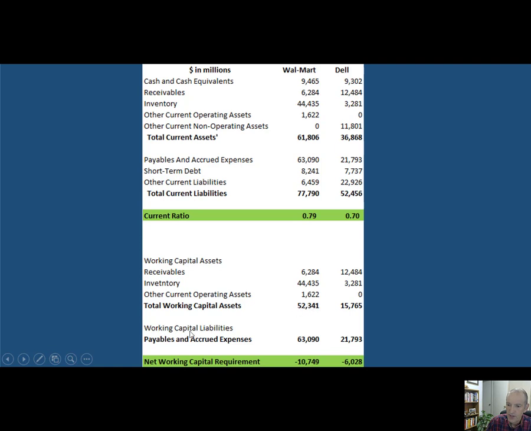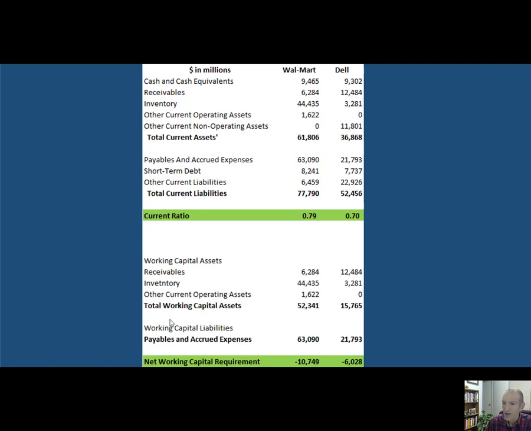So $52 billion. Their working capital liabilities are $63 billion. So everything excluding the debt. Debt is a current liability, but it is not a working capital liability. So their working capital requirement is a negative number. Remember, for us, a negative number is good. That means that their operating cycle is a source of cash.